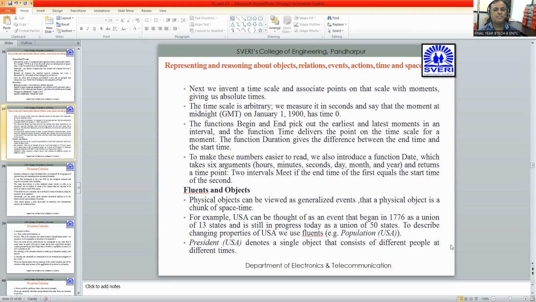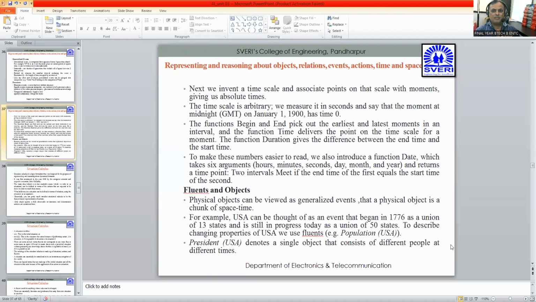And the function time delivers the point on the time scale for a moment. The function duration gives the difference between end time and start time. Just read it, you'll understand. To make these numbers easier to read, we can also introduce a function date, which takes 6 arguments: hours, minutes, seconds, days, month, and year. These 6 arguments are considered as far as date is concerned, and it returns a time point. Two intervals meet if the end time of the first equals the start time of the second. Again, that is nothing but the intervals, and about the date having 6 arguments.